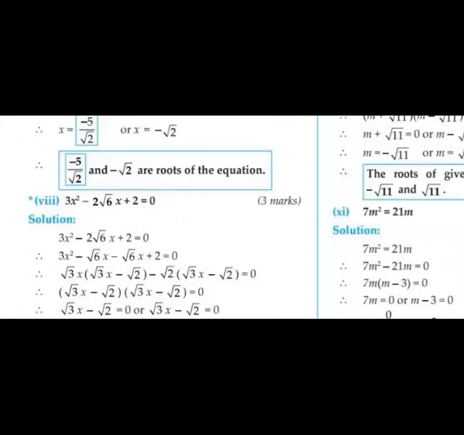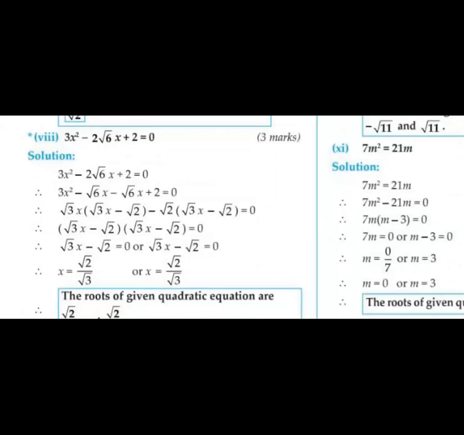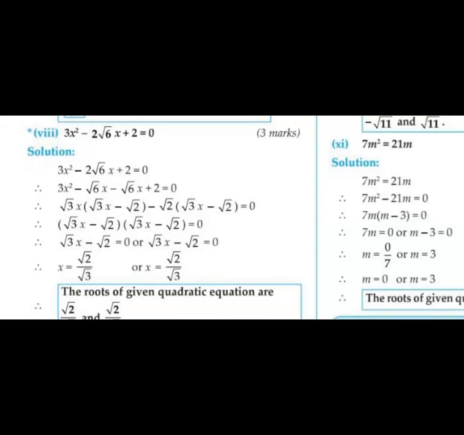Now come to the next question. This question is also very important. See, that star mark question is there. Star mark. Right? Okay. So, check it. This is your question. This is your main equation. Here we have some points to discuss.